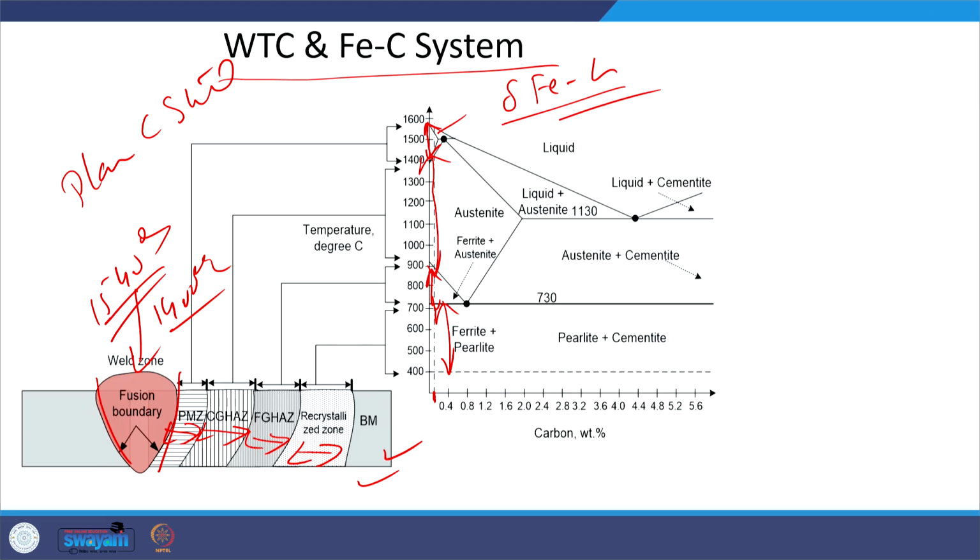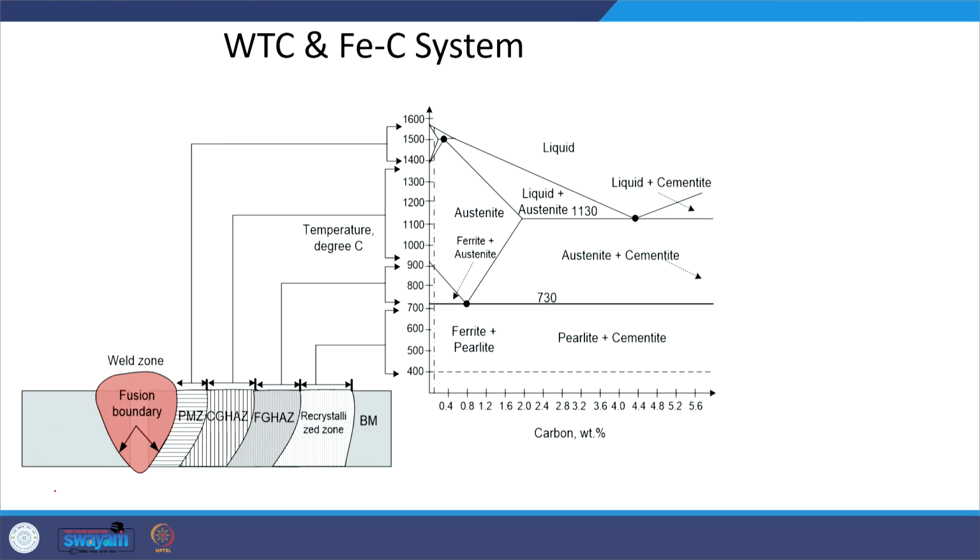The formation of the different zones in the steel, a transformation hardening metal, can be related with the iron carbon diagram itself, because whatever changes occur in the steel will depend upon the maximum temperature attained in that particular zone as per the iron carbon diagram, and that will dictate the changes. So this is just about the heating effect.